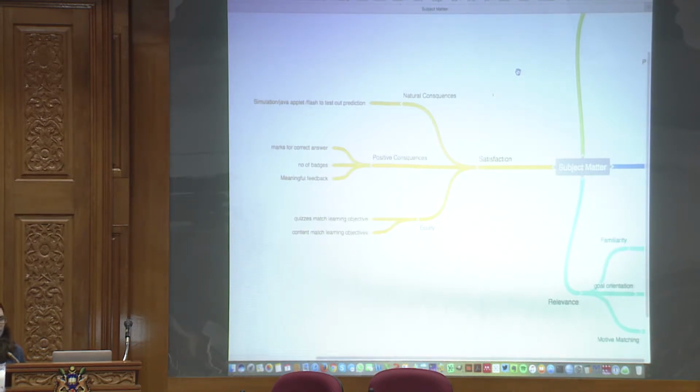Equity: quizzes match learning objectives. This is very, very important. We shouldn't just make a quiz out of our head that does not match the objectives. And then, of course, very important is the congruency between our content and our learning objectives. If our objective says calculate, then the content must say calculate. We cannot have the content explaining something while the learning objective is calculating something. So it's very important to have congruency between content and learning objectives. That's all.